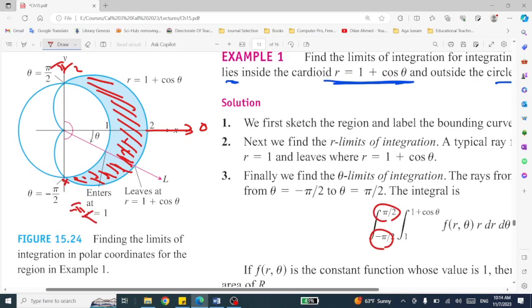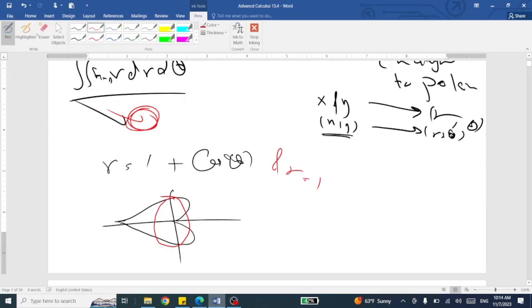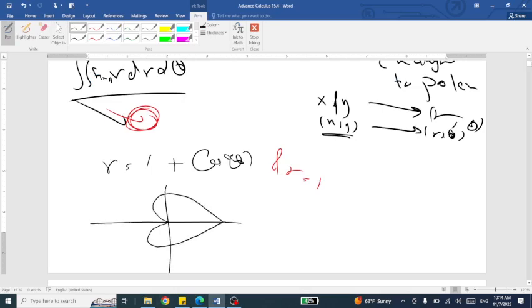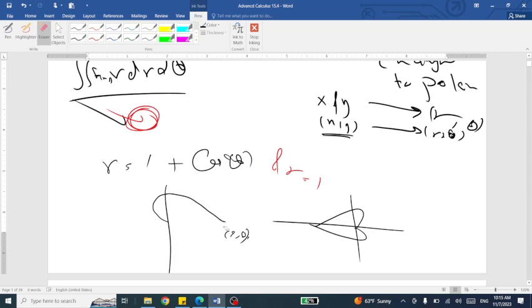Is that clear, dear? Shall I repeat it? The area that's shared is what? Sorry for the graph. How do we know it is like that and not like that? How do we check ourselves? For example, take theta 0: cosine of 0 is 1, 1 plus 1 is 2. So this will be the point 0 and 2, meaning r theta, so 2 for r, 0 for theta. That's why it's not like that.